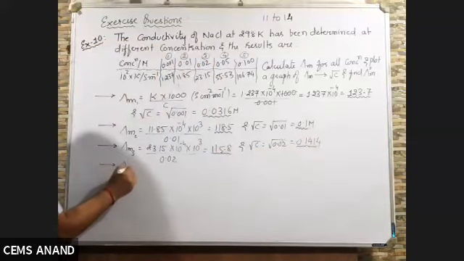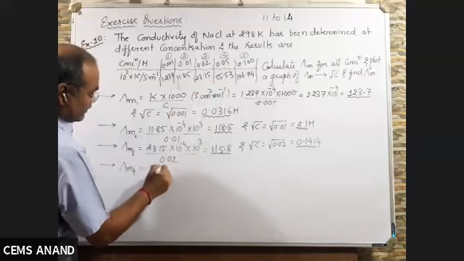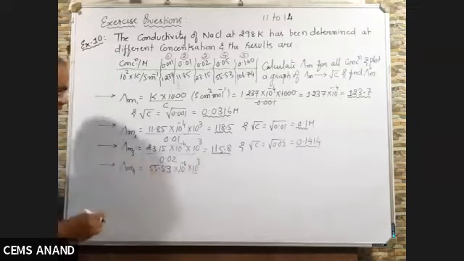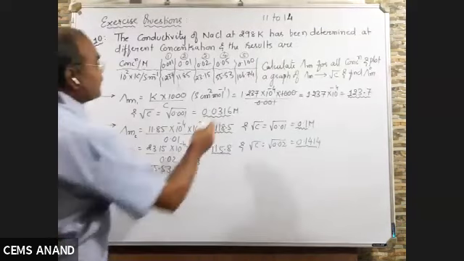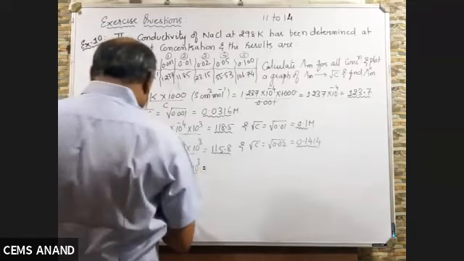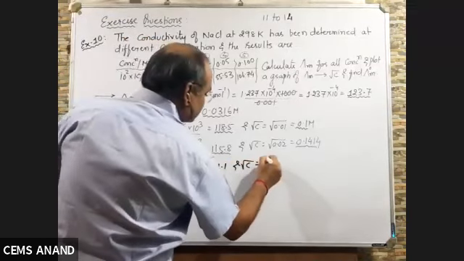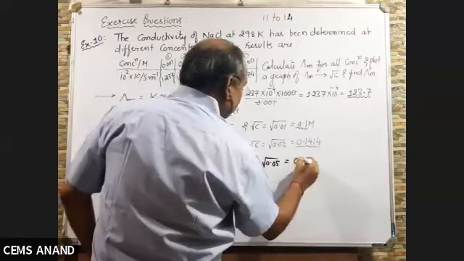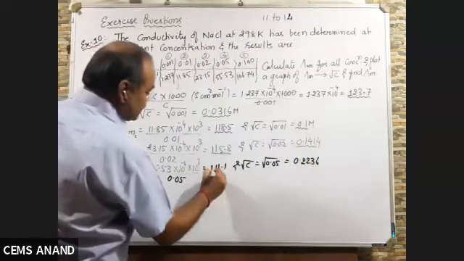Similarly, you can find out lambda m4. The fourth value will be 55.53 into 10 raised to minus 4 into 10 raised to 3, divided by the concentration, which is 0.05. So this value will be equal to 111.1, and the square root of C means square root of 0.05, which will be 0.2236. So this is your fourth answer.